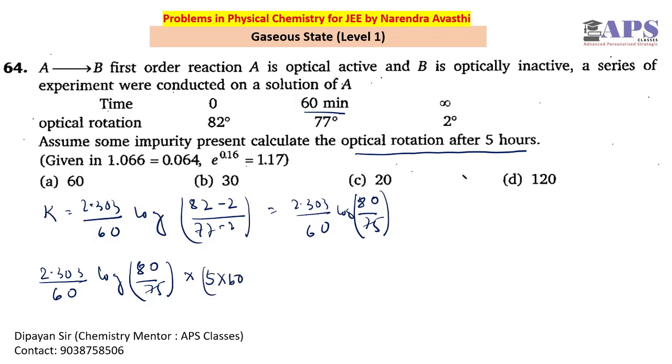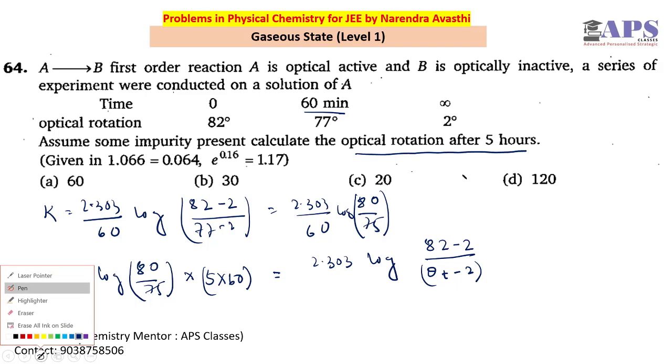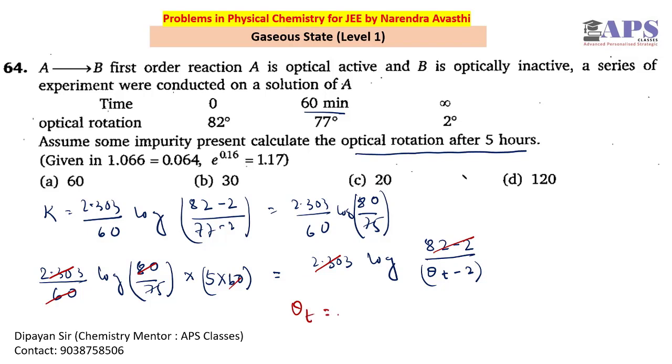So hour multiplied by 60 we have minute. Again 2.303 log 80 minus 2 theta t minus 2. Okay, so from here we can cancel 60, and 2.303 log 80 will be the same. From here we can calculate theta t, which will become 60. So 60 will be your final answer, which is option A.